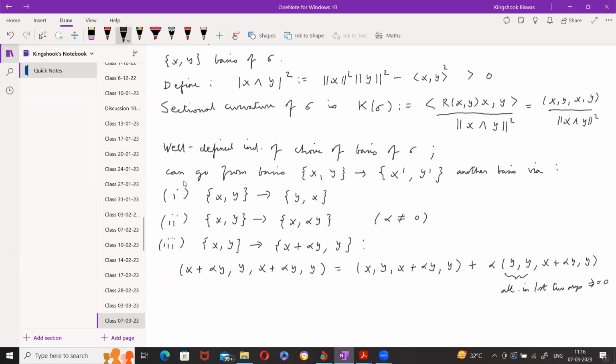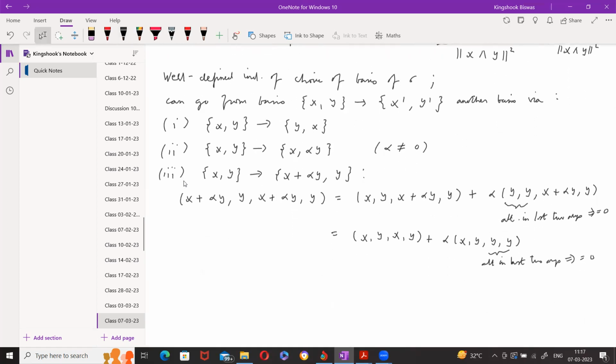So therefore, this is equal to 0. And similarly, for this term, because it's alternating in the last two arguments, you'll get R(x, y) x plus alpha R(x, y) y. And again, because it's alternating in the last two arguments, this term is 0. And so this curvature tensor remains unchanged under this operation.